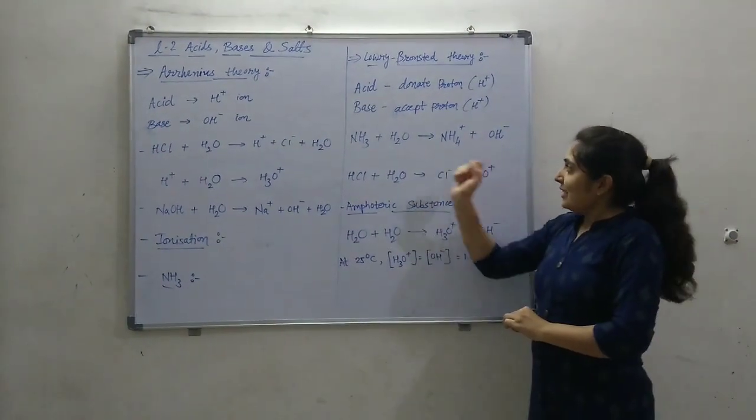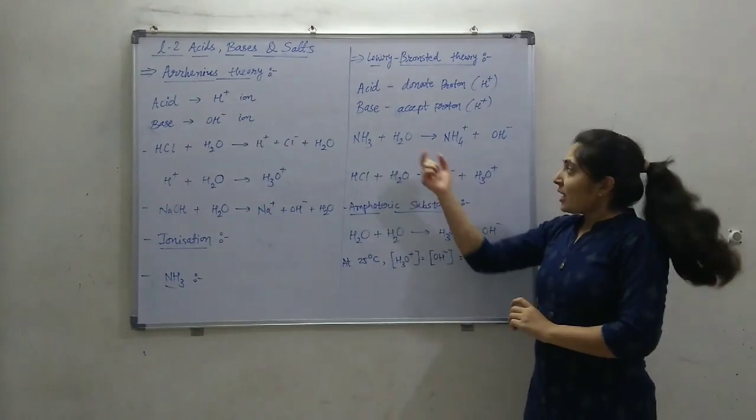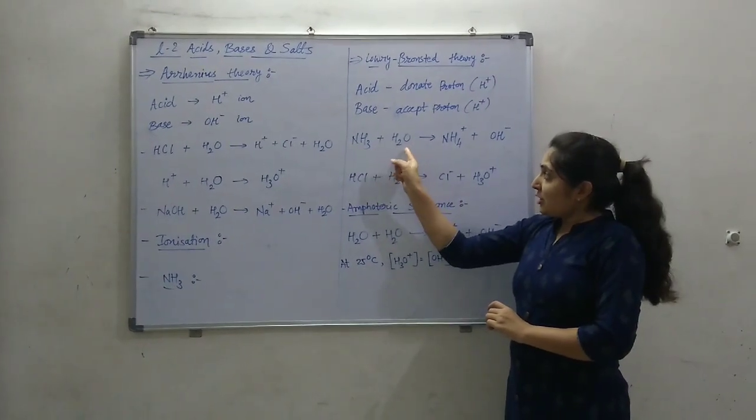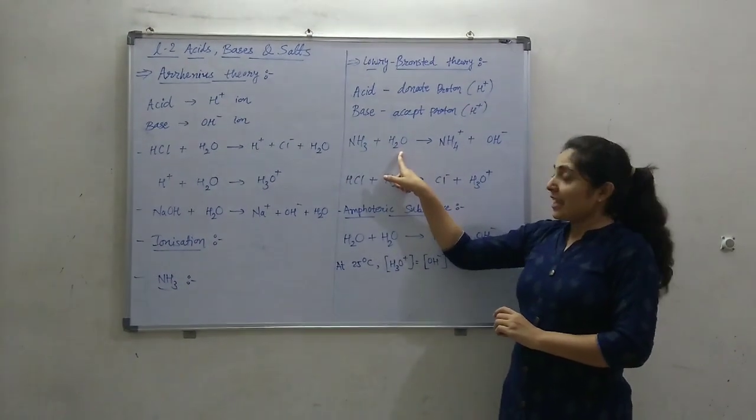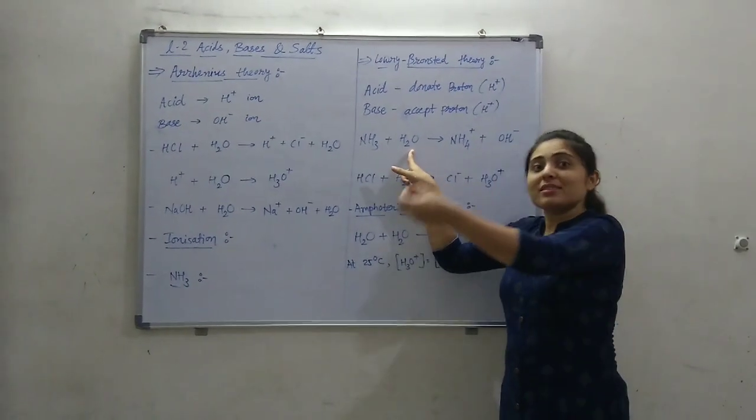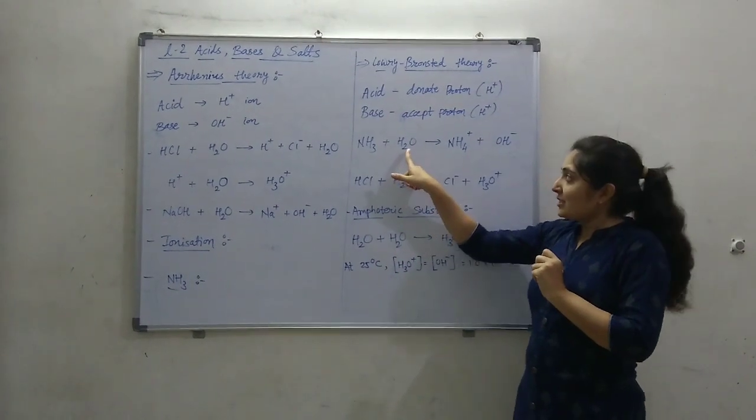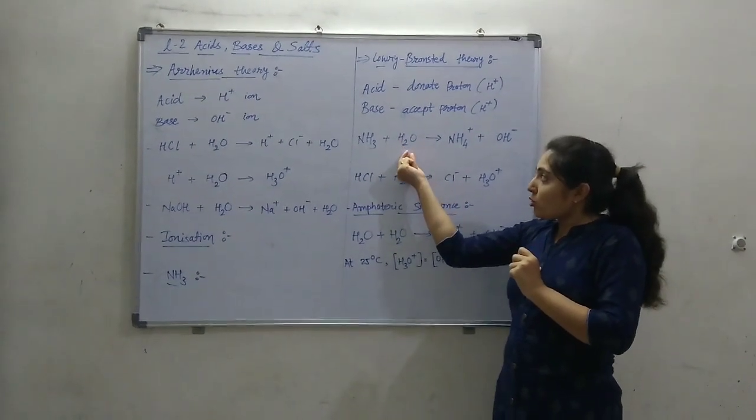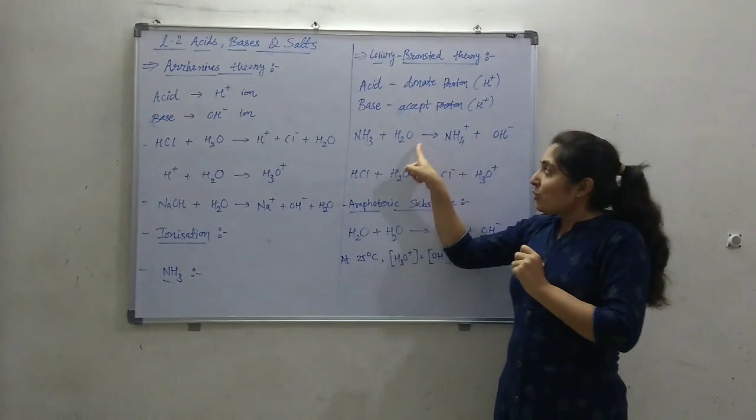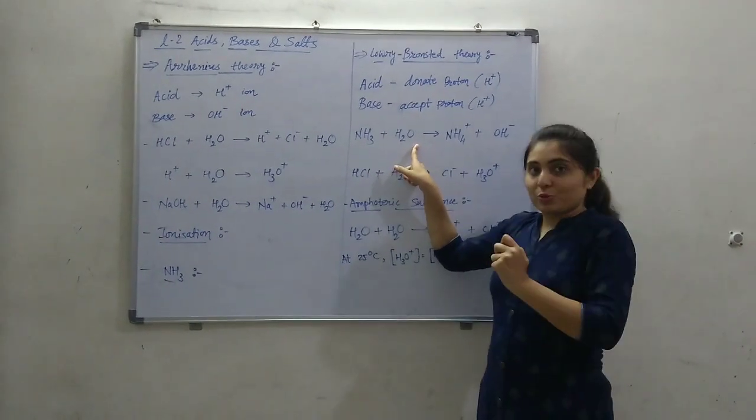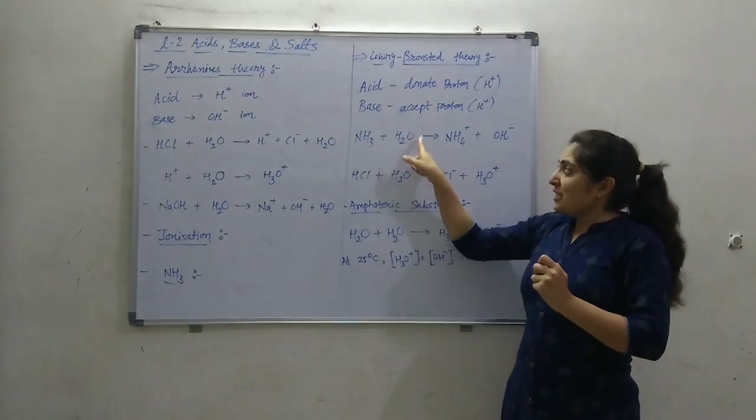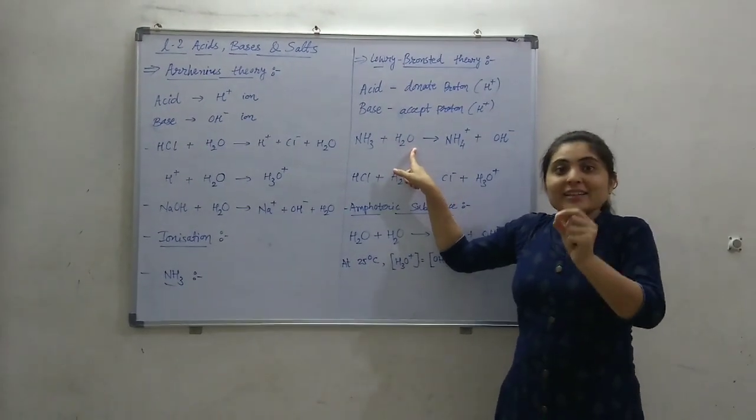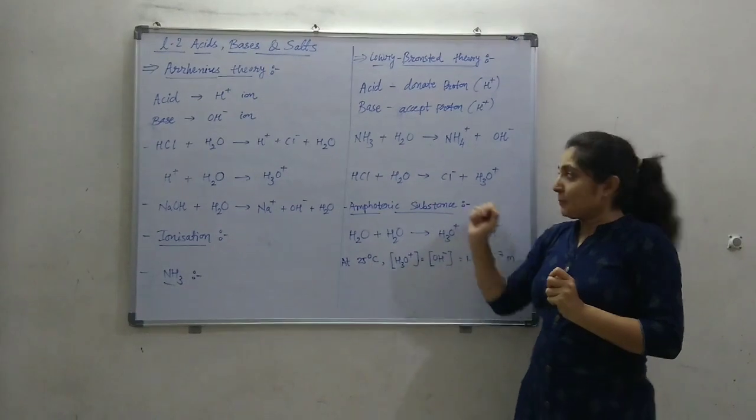Now as you can see here in ammonia, H plus is given from water to ammonia. So here H2O has given the H plus. H plus is coming from H2O, so the proton is given to ammonia. Here water has donated the proton. So H2O donates the proton, which means that H2O acts as an acid in this case.